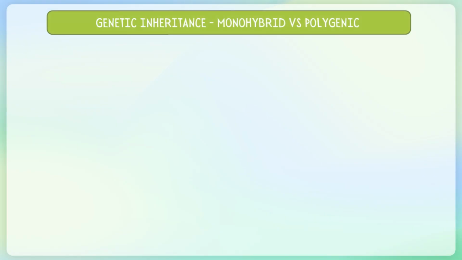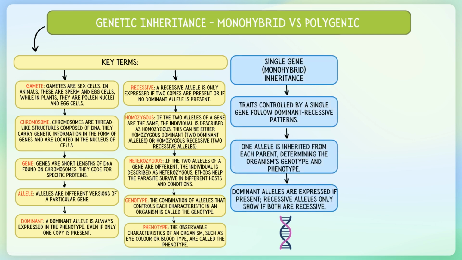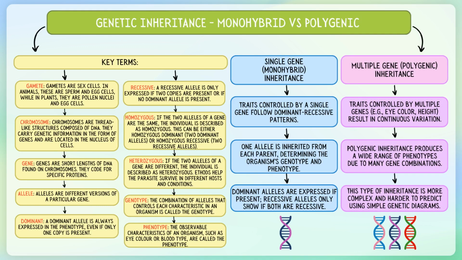In today's lesson, we explored genetic inheritance, starting with key terms like genes, alleles, genotype, phenotype, dominant, and recessive. These basics are crucial for understanding how traits are passed down. We then covered monohybrid inheritance, where single genes follow dominant recessive patterns. We also discussed polygenic inheritance, where multiple genes influence traits like height, leading to continuous variation. This lesson provided a solid understanding of how both single and multiple genes contribute to the diversity of traits and the inheritance of genetic disorders, allowing us to explore further how we can calculate and predict the inheritance of traits.